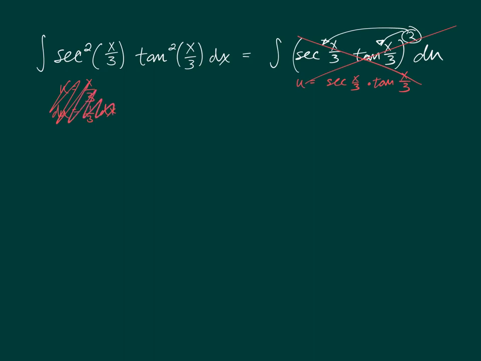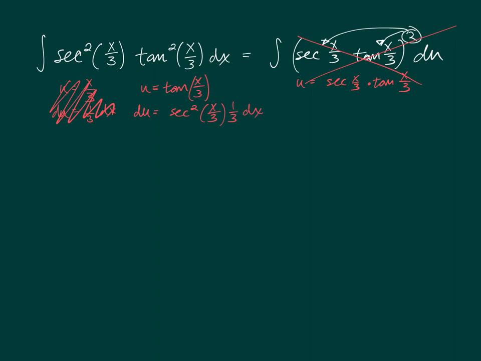So we've got to think of the relationship between secant and tangent. Let's see here. If we let u equal secant x over 3, the derivative of that would be secant tangent, and that's not going to help either. My goodness. So we probably should try u equal tangent x over 3. du in this case would be secant squared x over 3 times 1/3, because of the chain rule, dx.